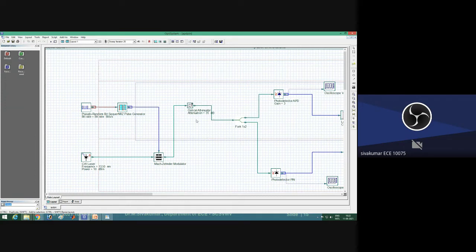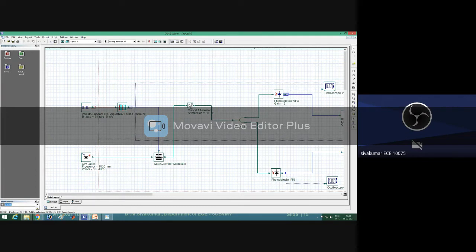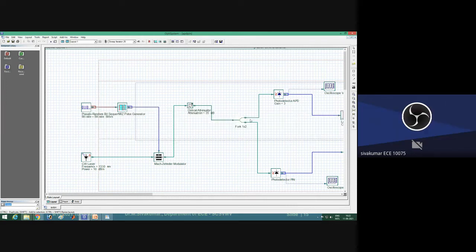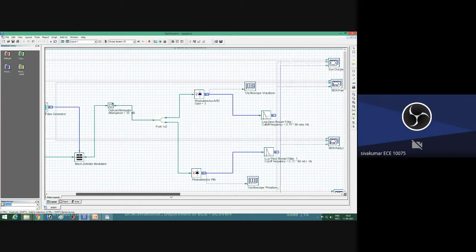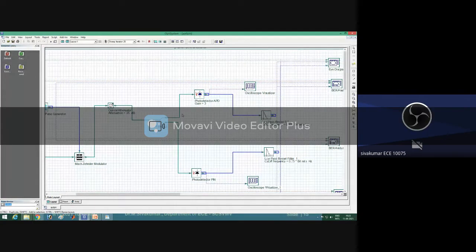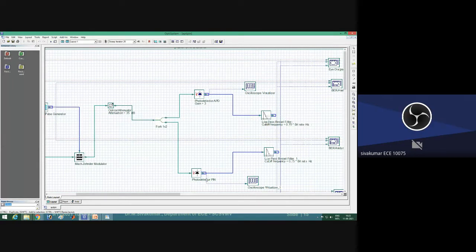Here in this optical channel, we include an optical attenuator, to give attenuation to the transmission system. Then this block is called a fork. This fork is nothing but a splitter, 1 to 2, with 1 input and 2 outputs. Why are we using 2 outputs? In the same experiment we use both photodetectors. So we need 2 outputs. At one terminal you connect one photodetector, and at the other terminal you connect the other photodetector.